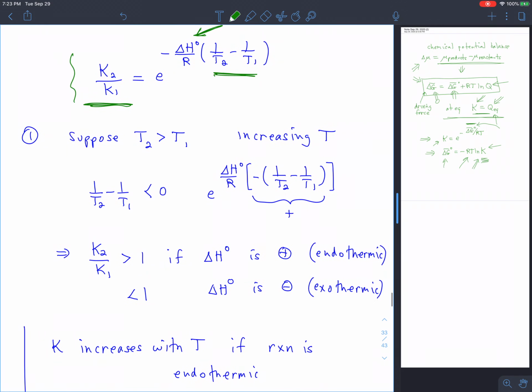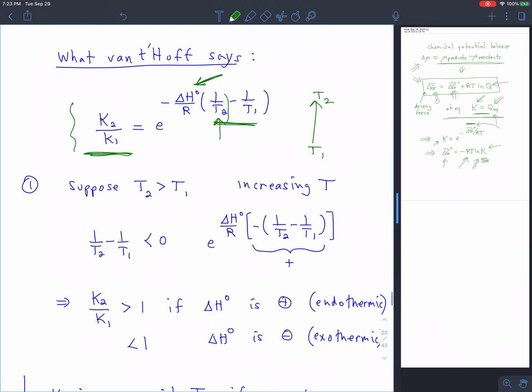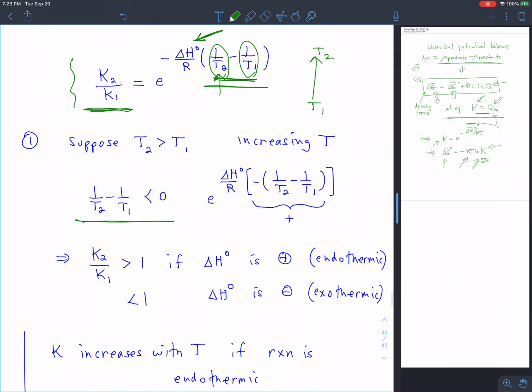So let's suppose, for the sake of getting things straight, that we've raised the temperature in the course of some changes. So we've gone up in temperature, and that means T2 is bigger than T1. That means 1 over T2 will be smaller than 1 over T1, which means this whole quantity will be negative. So 1 over T2 minus 1 over T1 will be less than 0.